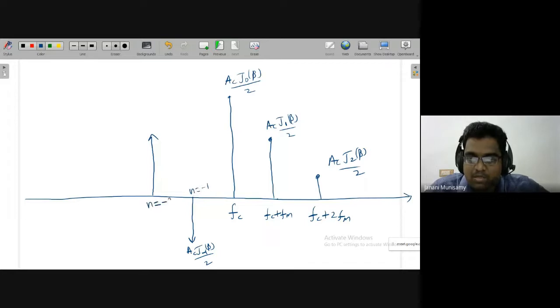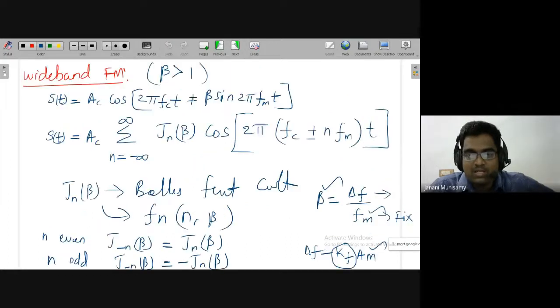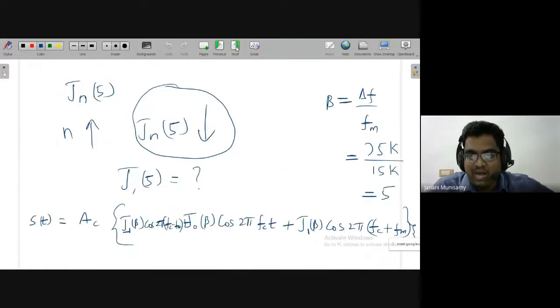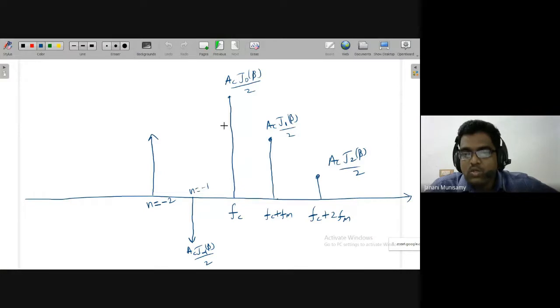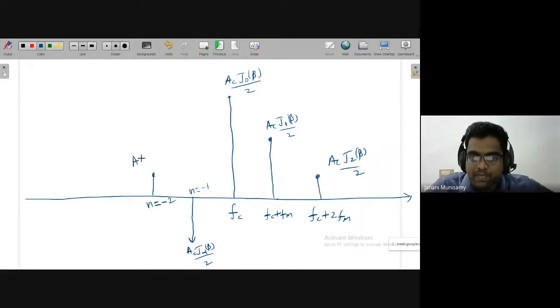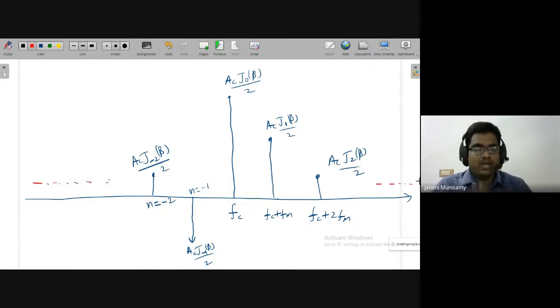Again, for n is equal to minus 2, no problem. I will get the positive value only, because when n is even, there is no change. Whether it is negative or positive, both are same when n is even. When n is odd, we will have a change in the value. That sign will be changed. Okay, here AC J of minus 2 beta by 2. Like that, I have to expand. So this will expand on both sides, both left side as well as on the right side.